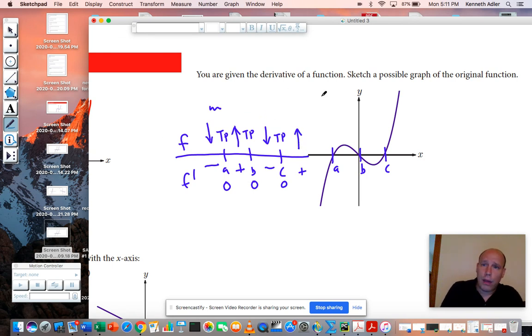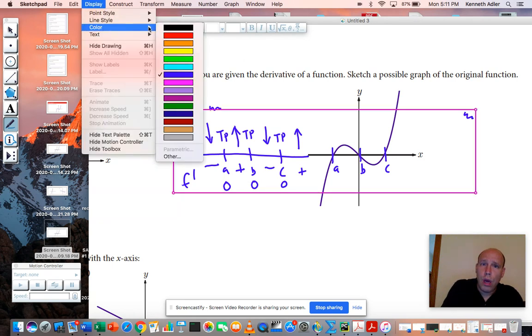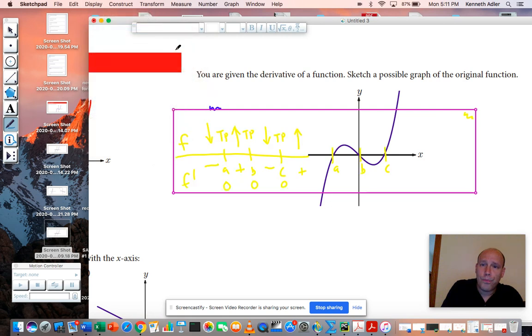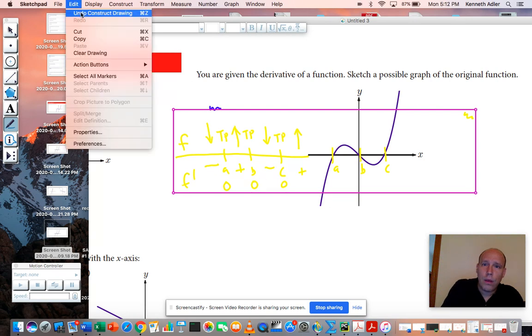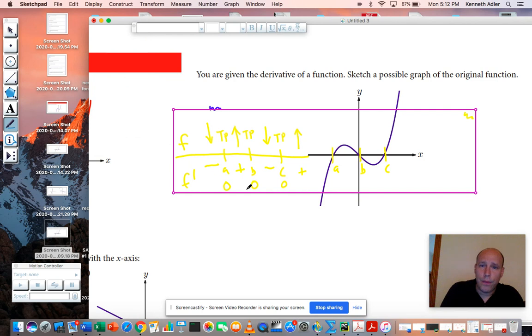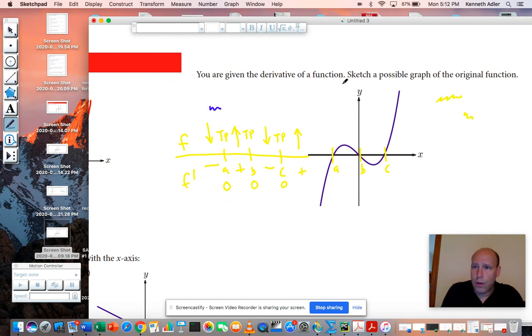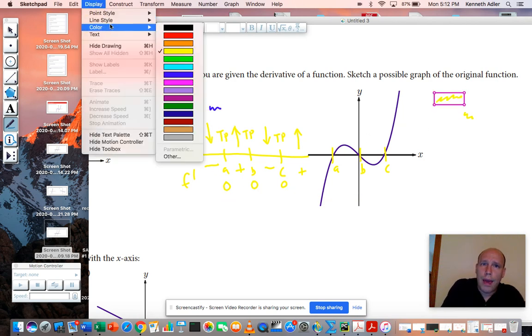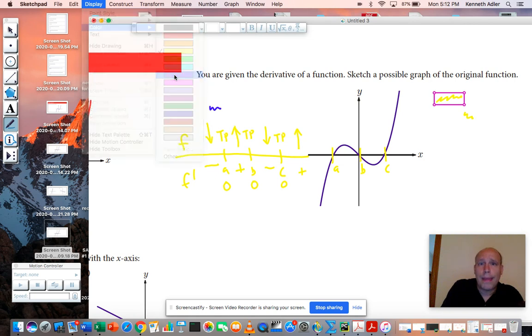Let me change my color. What color should I choose? Okay, purple. No, let's make it yellow. Nope, let's undo that. No, you know what? Let's leave it yellow. Let's change the color. Display, color, perfect. We'll make that blue.